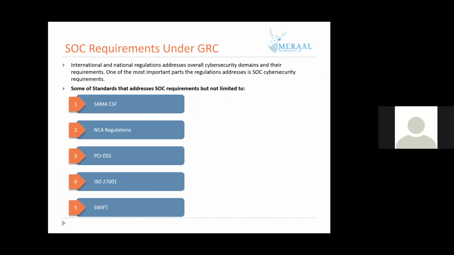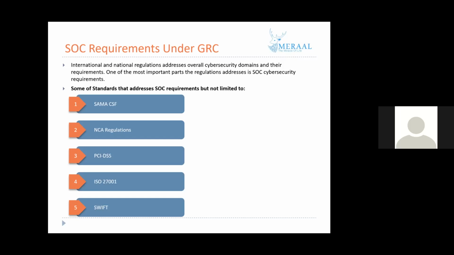So what are the SOC requirements under GRC? International and national regulations discuss cybersecurity domains and their requirements, whether it's access management, log management, physical security, or the governance function. One of the most important parts the regulations address is SOC cybersecurity requirements: what needs to be done, how it needs to be done, and when it needs to be done.